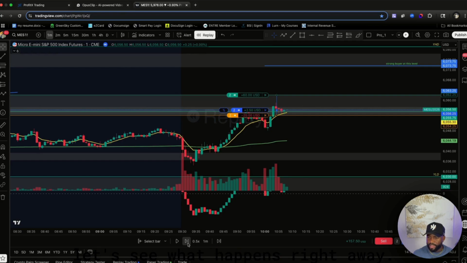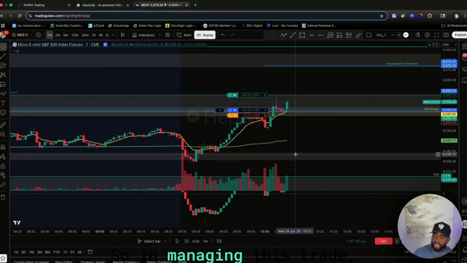Let's see what happens. Right away, we're way over a 1-to-1 because we only went in with $20 risk, right? So in managing this trade, what I would do, because I've already gotten a 1-to-1, again, I like to take my 1-to-1s. I don't want to sit and wait forever. I'm not greedy. I'm just here to make some money, take my cash home.